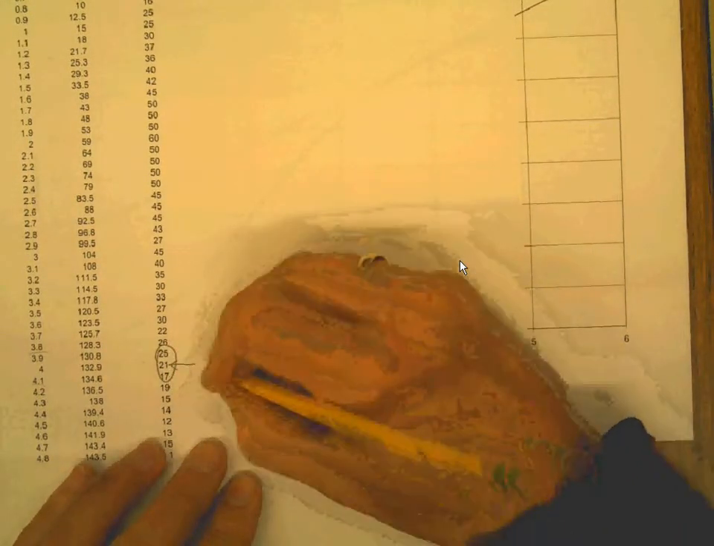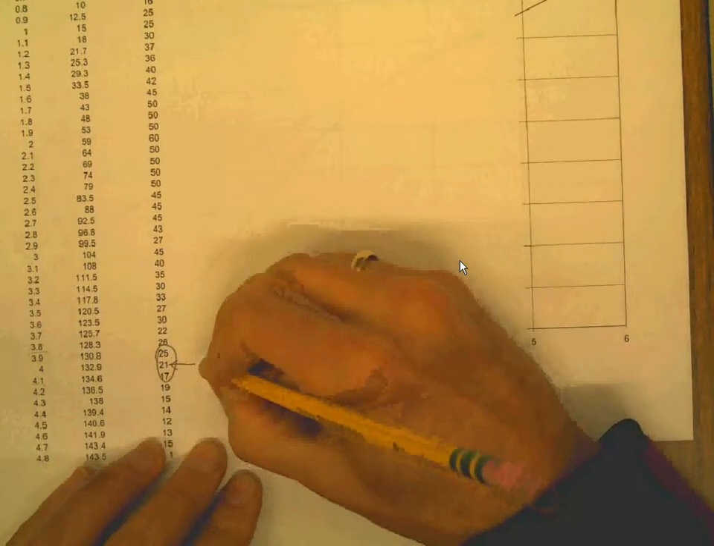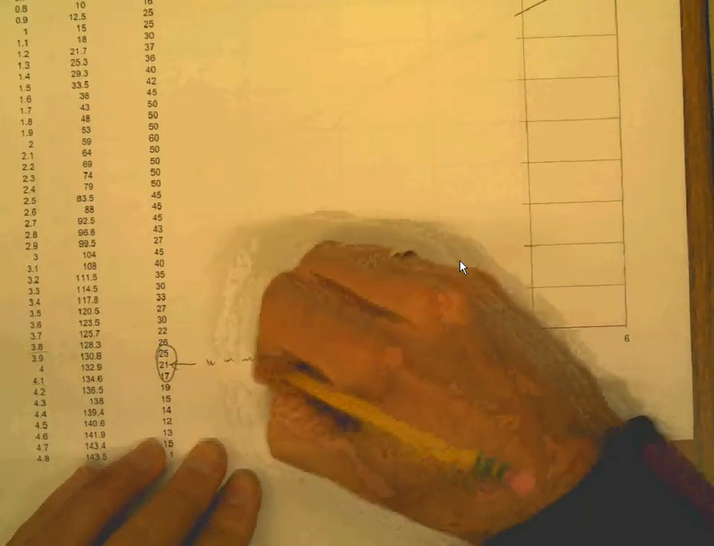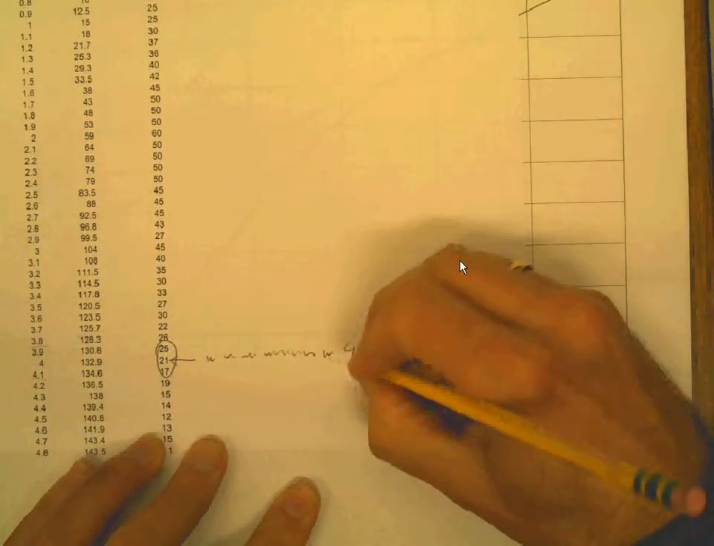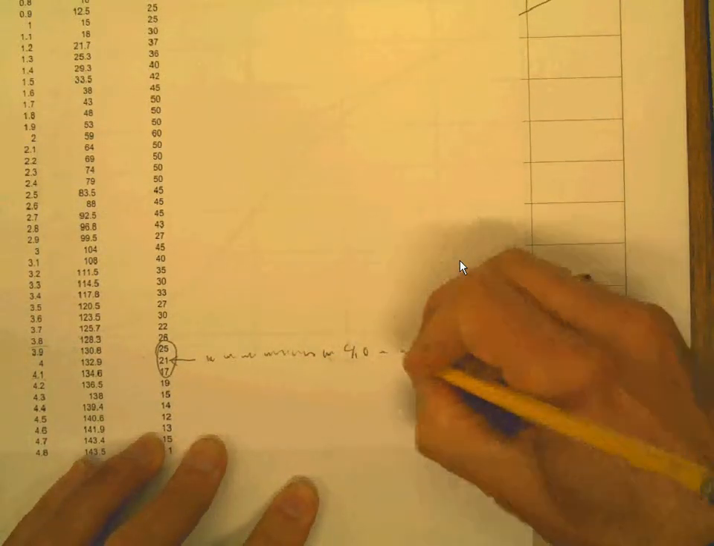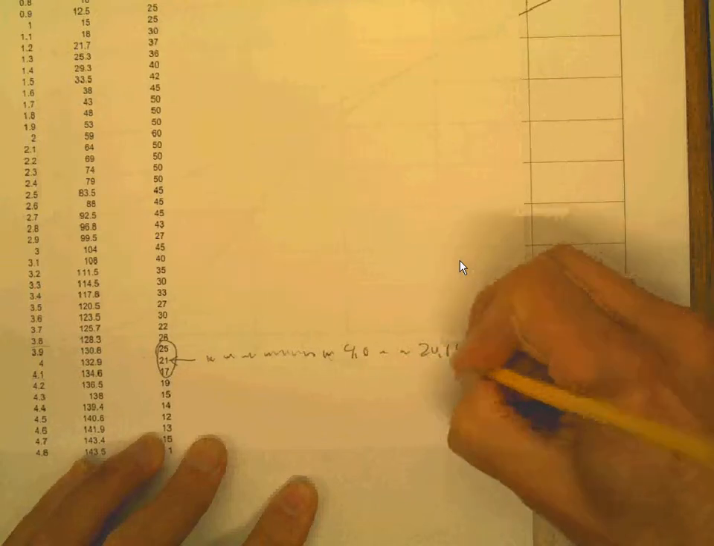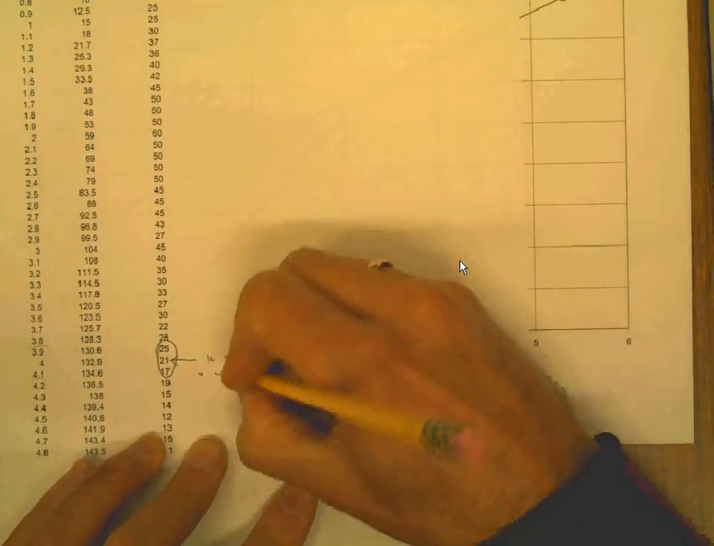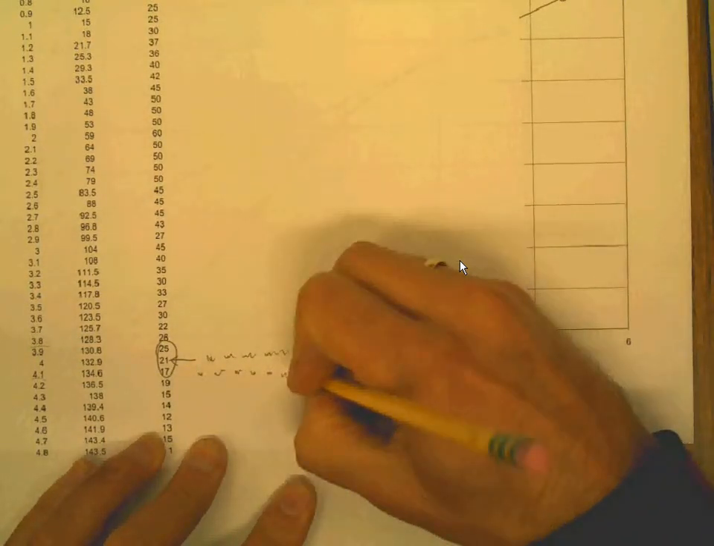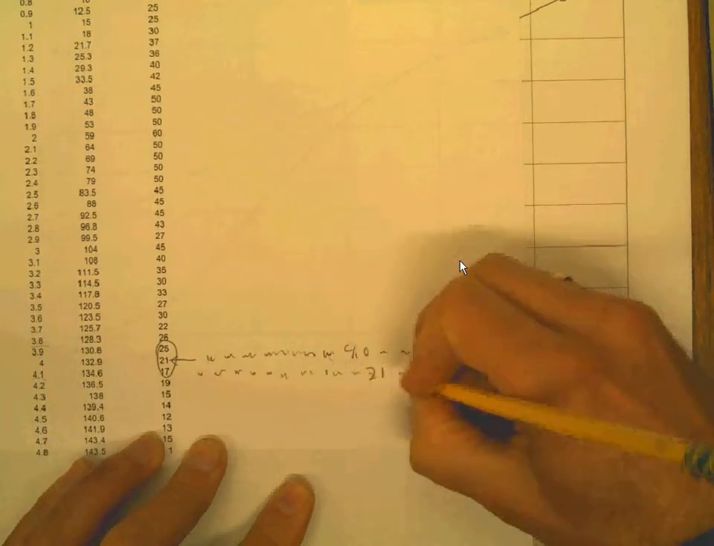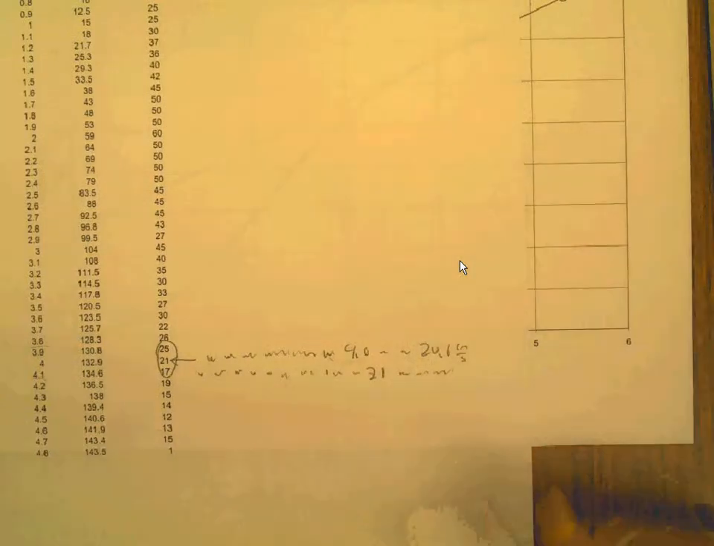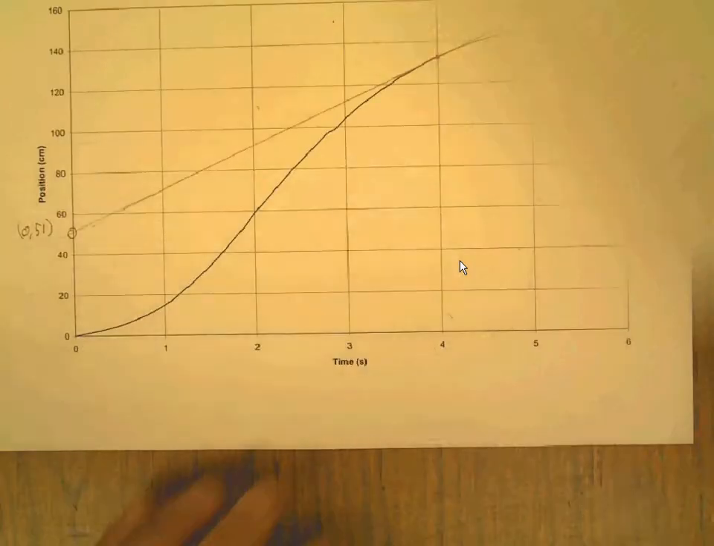And I write a little sentence, and the sentence looks like this. The slope of the tangent line at 4.0 seconds was 20.6 centimeters per second. This is a rather good agreement with the value of 21, which is in the data table. Yep, and we're done with one of them. So let's do another one.